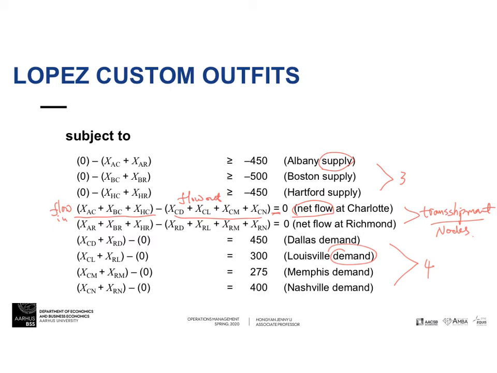It's important to have the transshipment node constraints defined. Otherwise, you can see you have decision variables xac, xar, but they have nothing to do with xcd and xrd. So you need to make a connection between all these non-connected decision variables by the transshipment constraints.